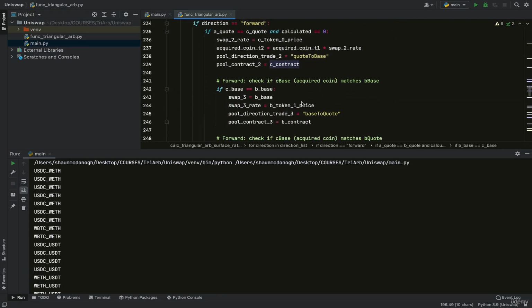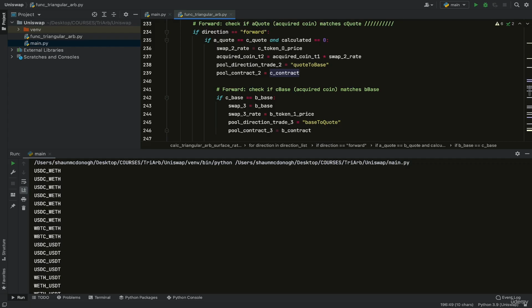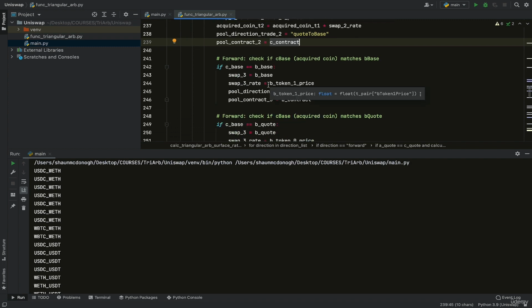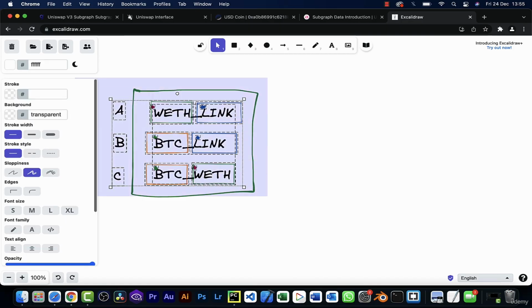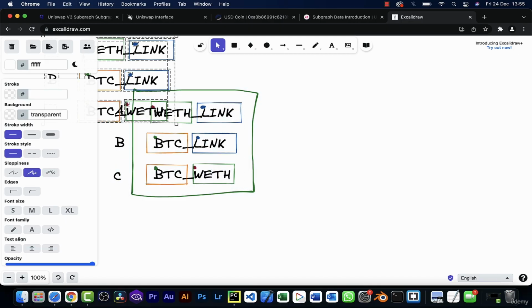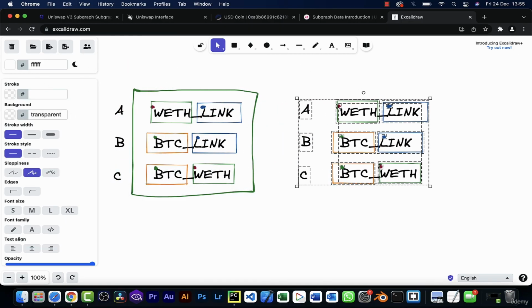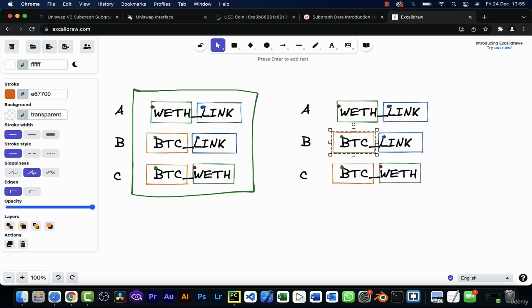Now, if I scroll down a bit, just to look at an example where A quote is equal to C quote, well then, pool contract 2 is equal to the C contract, right? It's not going to be equal to B anymore. It's equal to C, and then B would be the last leg of the trade. So how would that look here? That would look as follows. If I just create a copy of this, and let's remove some of these boxes here.